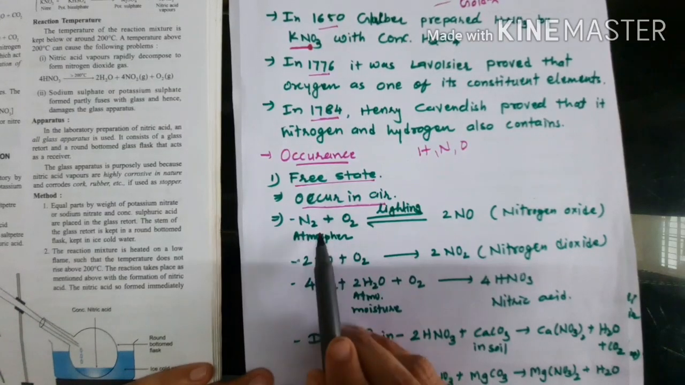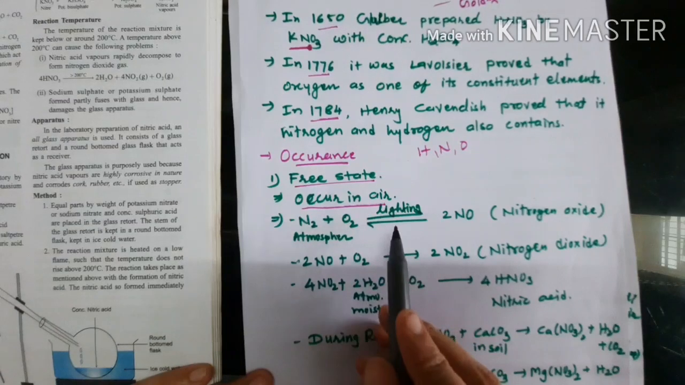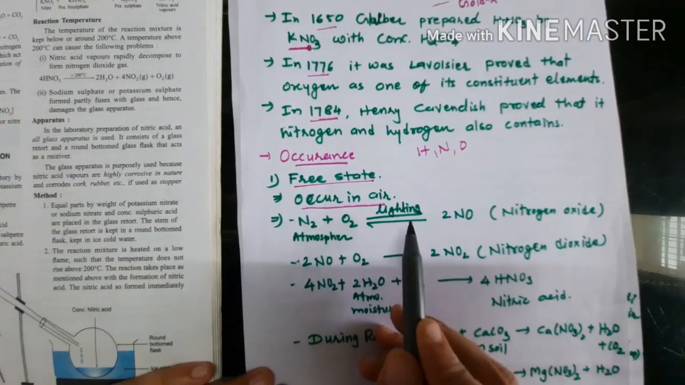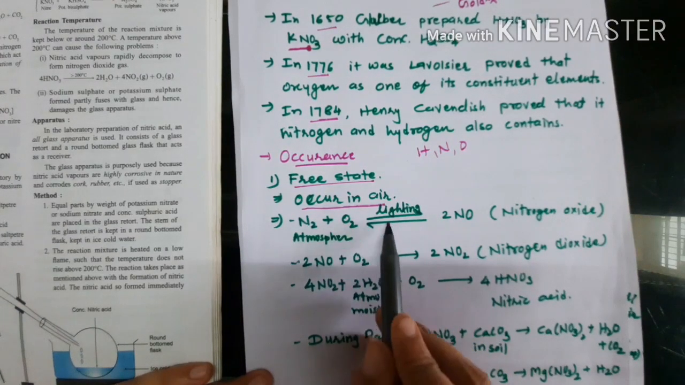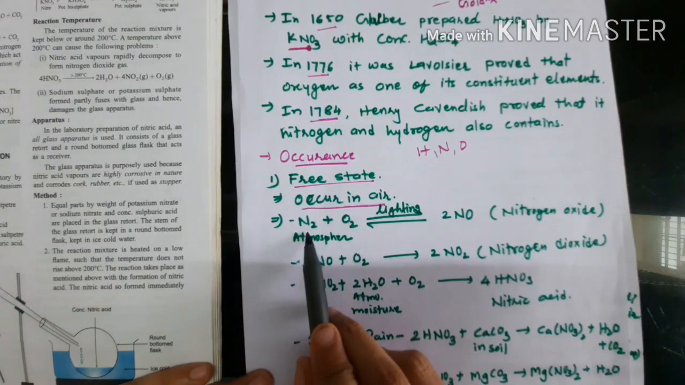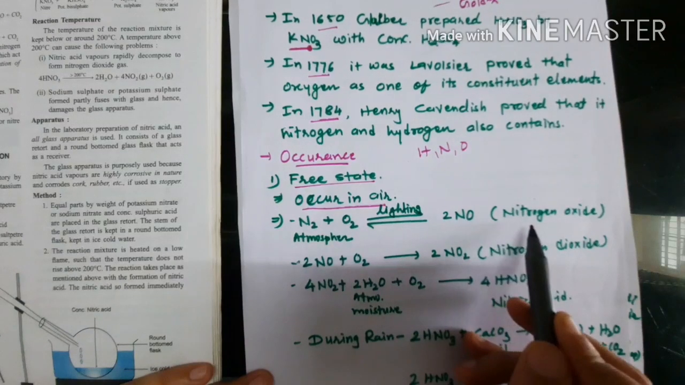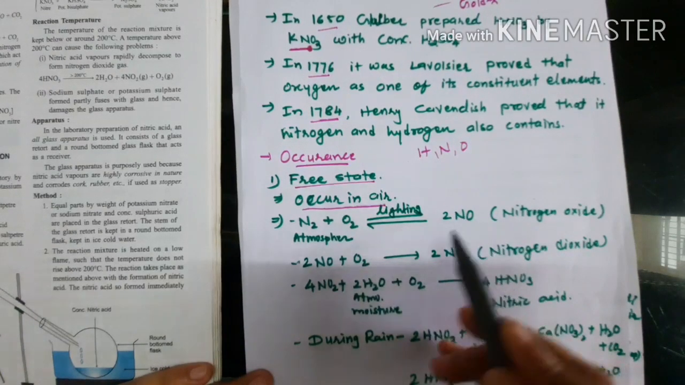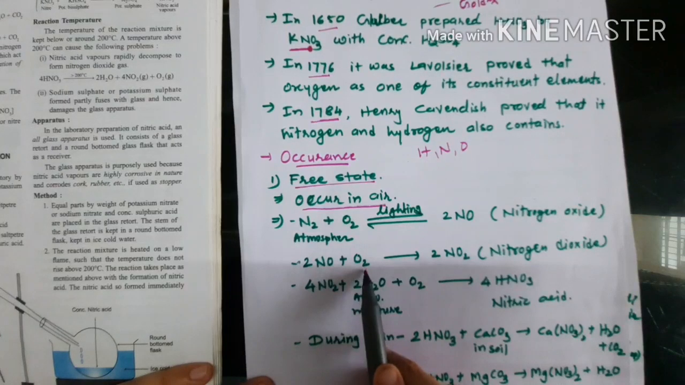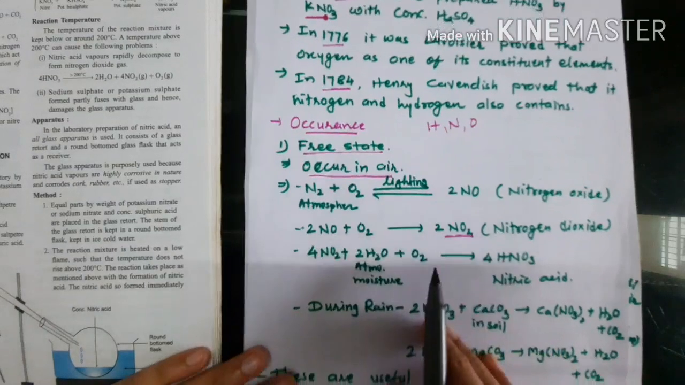Through lightning, when lightning happens, very high energy is produced. At that time the oxygen and nitrogen present in the atmosphere react together and convert into nitrogen oxide, NO. When this nitrogen oxide further reacts with the oxygen also present in the atmosphere, it converts into nitrogen dioxide, NO2.